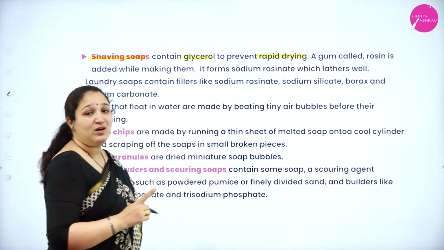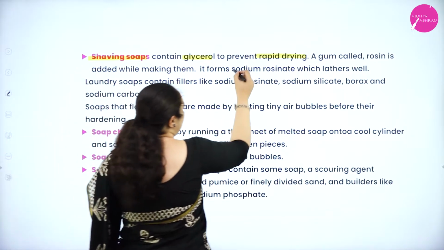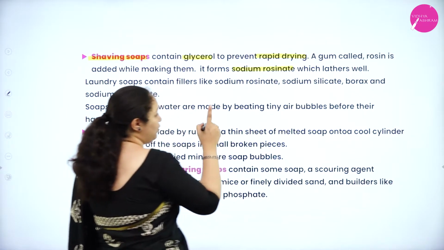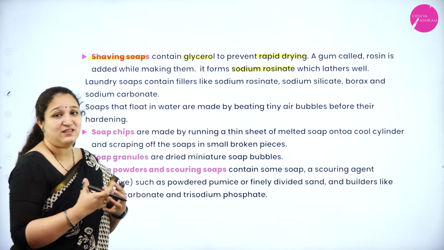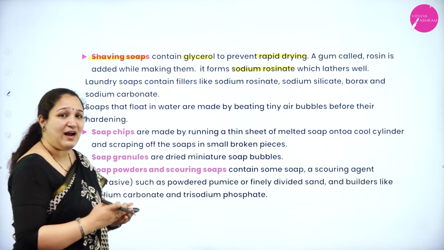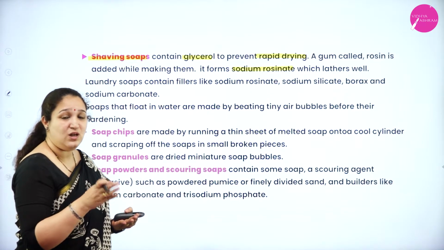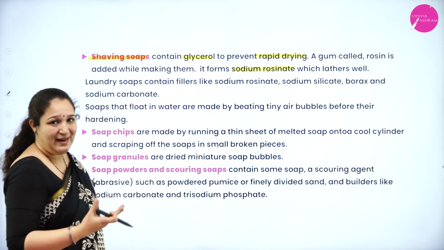A gum called rosin is added while making them, and it forms sodium rosinate, which lathers well. For shaving, we know that we require a lot of lather, isn't it? So why exactly will the lather come? Because they have added a chemical called rosin, which will form sodium rosinate, which will give good lathering.